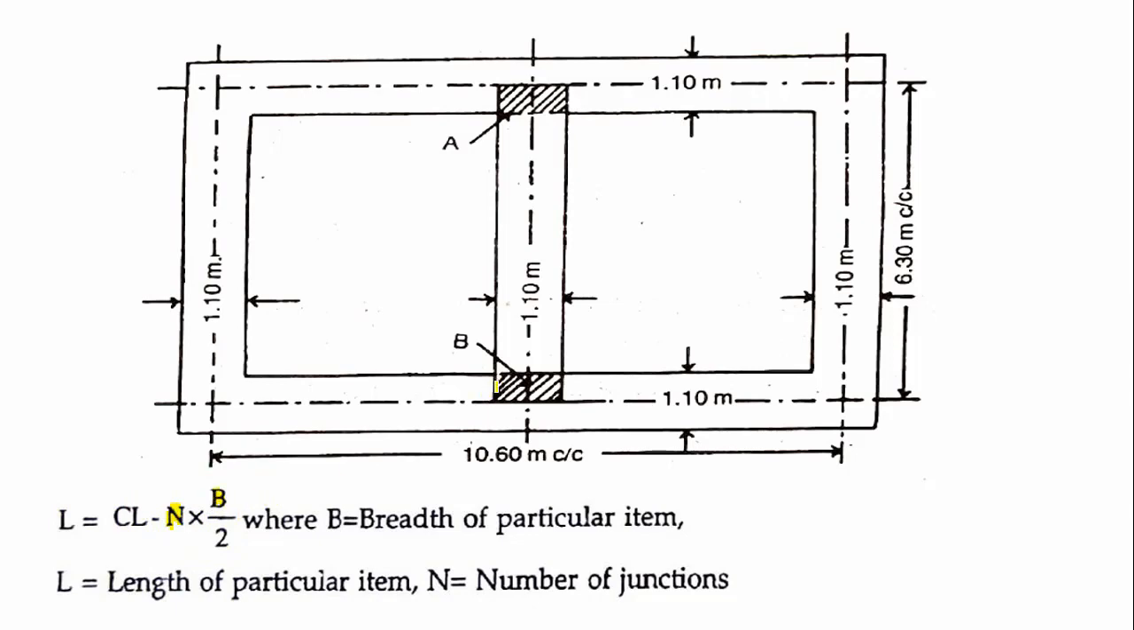Why B divided by 2? Only half portion is getting overlapped. Total is B, only half is getting overlapped, therefore it is B divided by 2. B divided by 2 multiplied by N. N is nothing but the number of junctions.